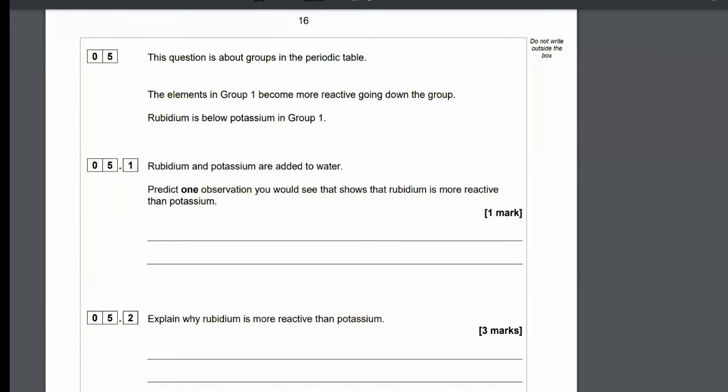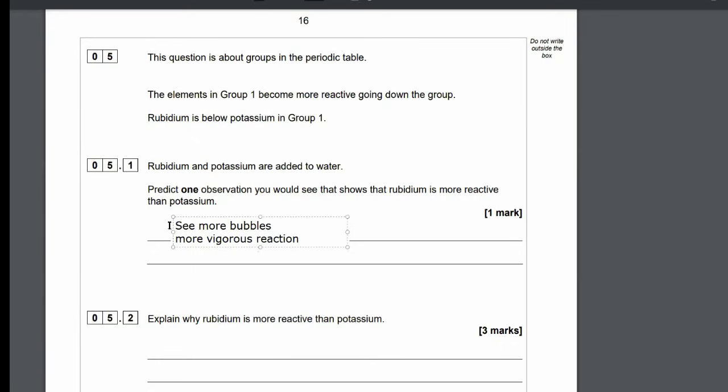So if something is reactive, you should know your group 1 metals, when you drop them in water, they release hydrogen. They form an alkaline and a hydrogen gas. If you're more reactive, you're going to release that hydrogen faster. And so we're going to see more bubbles. We could say, they love this word, vigorous reaction, just like a more violent reaction.